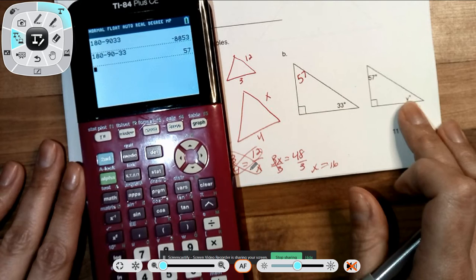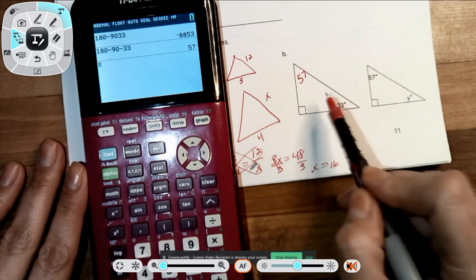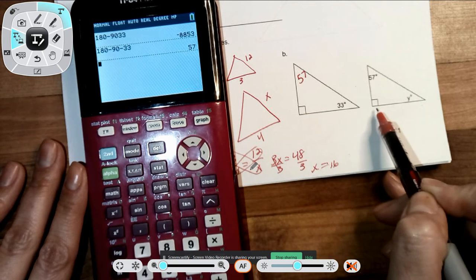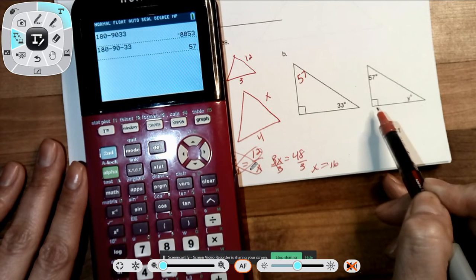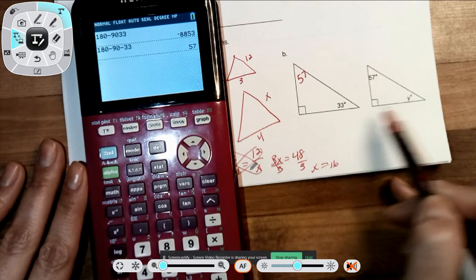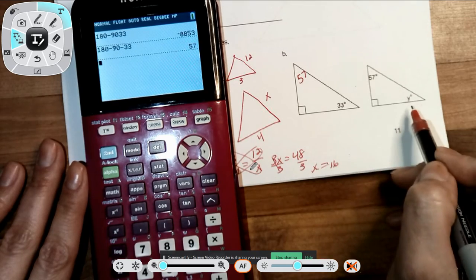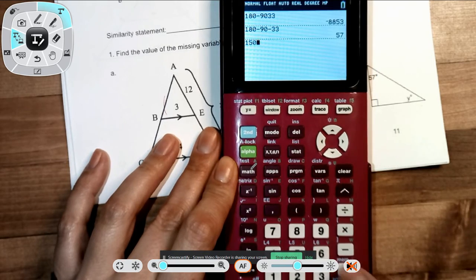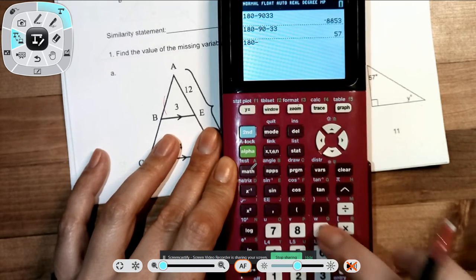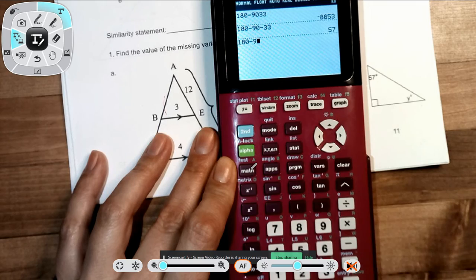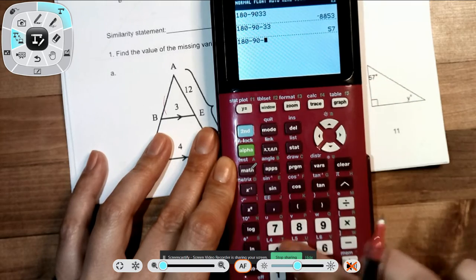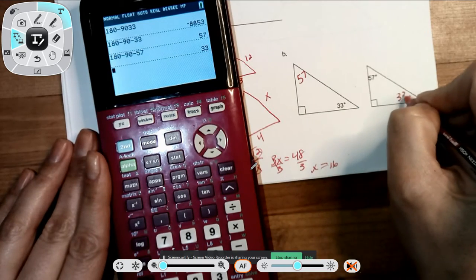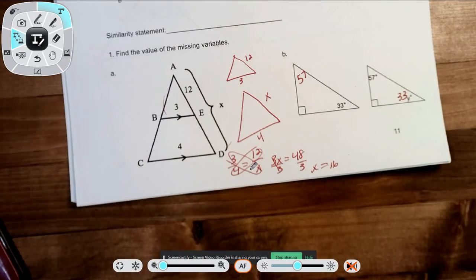To find this one down here, I can already tell that my triangles are similar. I have 57 and 57, right angle, right angle. That's angle, angle. As soon as I know that, my remaining angles are going to have to be the same. This one should come out to 33, but let's test this one as well. We're going to do 180 minus the 90 that we have there already, minus the 57 that's up at the top. And sure enough, it comes out to 33.